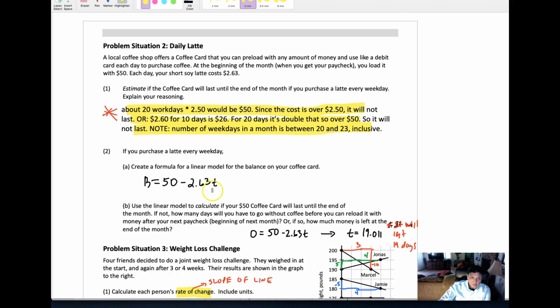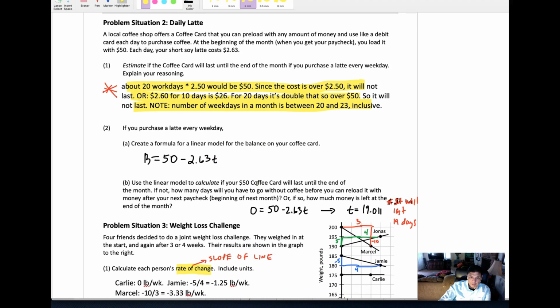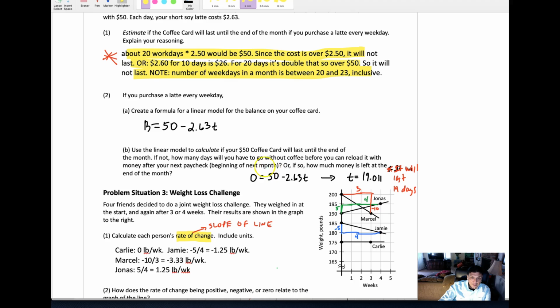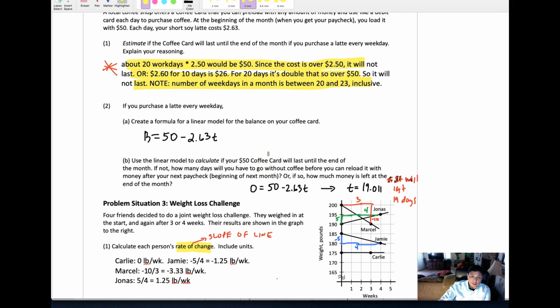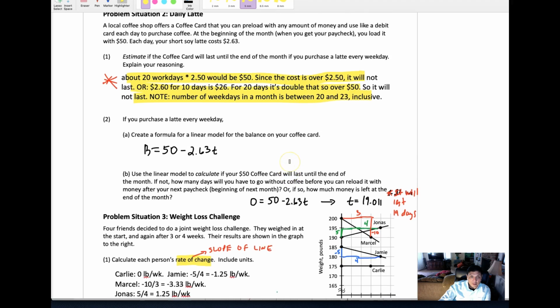Because you lose $2.63 per day when you buy your lattes. And again, you can go ahead and calculate and see my little calculation here. And so notice it will last 19 days if you put $50 onto the balance of that card. So you can look at that.